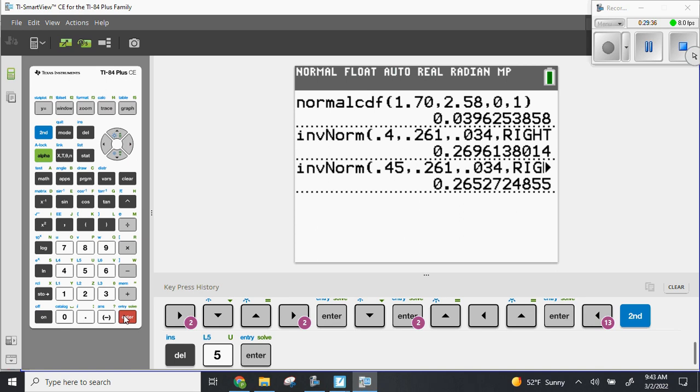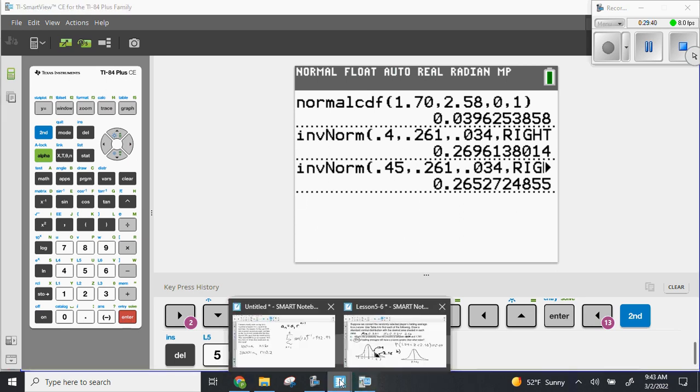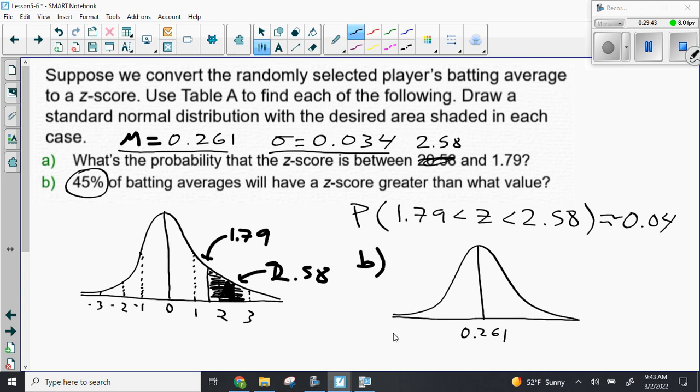All right, so 0.265. Let's draw a picture of what we just found. So this is 0.265. And what we found was the value that has an area of 0.45.